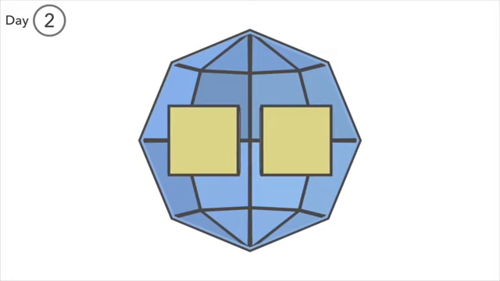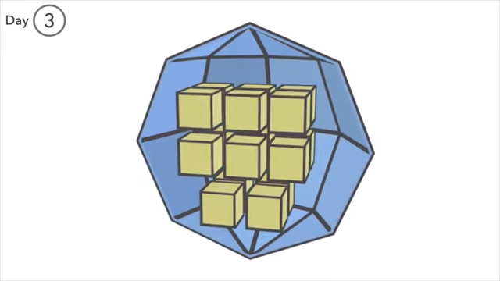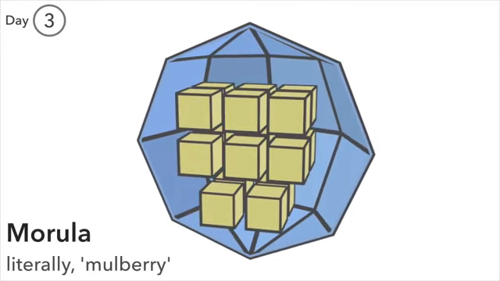Day 3. Division continues, and once 16 blastomeres are present, they are together known as the morula, which means mulberry, because this bunch of cells visually resembles a mulberry.